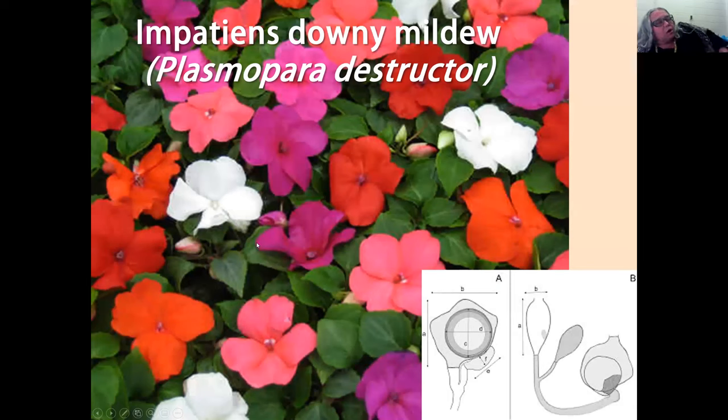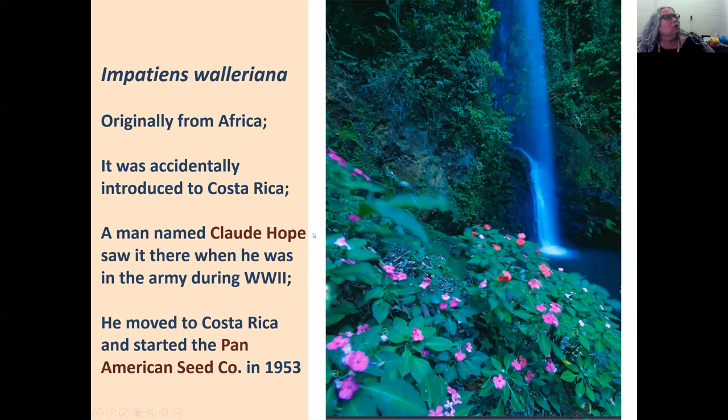All right, but let's talk about the downy mildew that I study, which is the impatiens downy mildew. So the host, the bedding impatiens, which you've never thought about before, was originally from Africa. It was accidentally introduced to Costa Rica, where it spread like a weed. Although the person who took this picture obviously didn't know that, because it looks very, very pretty here by the waterfall.